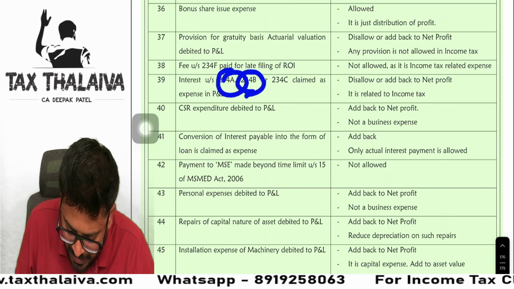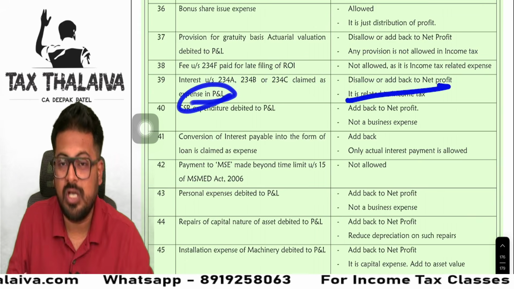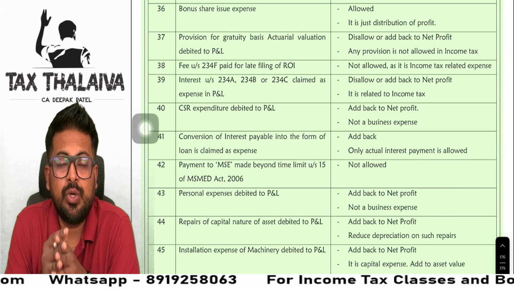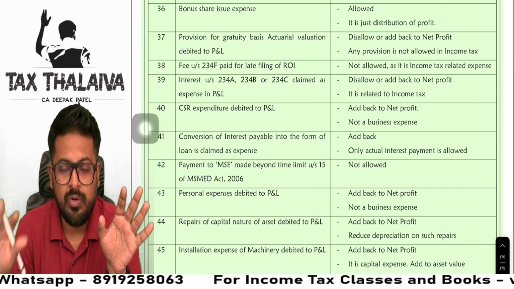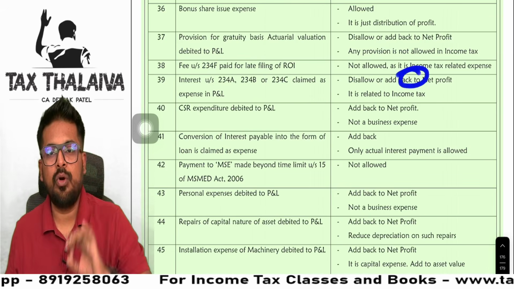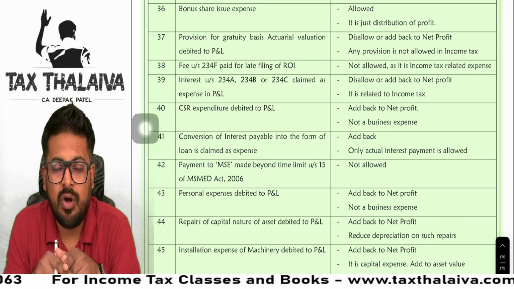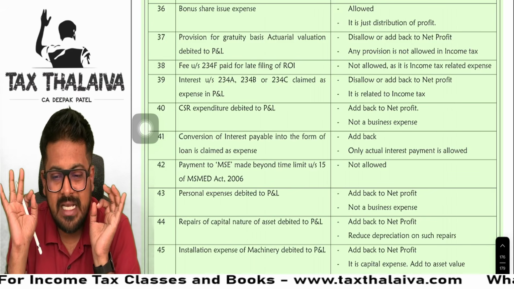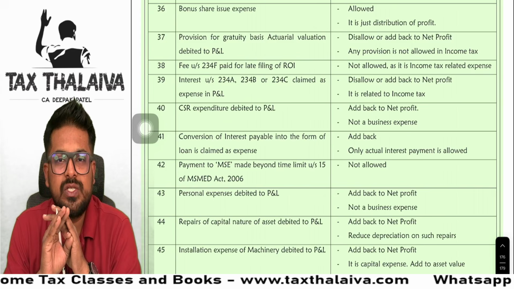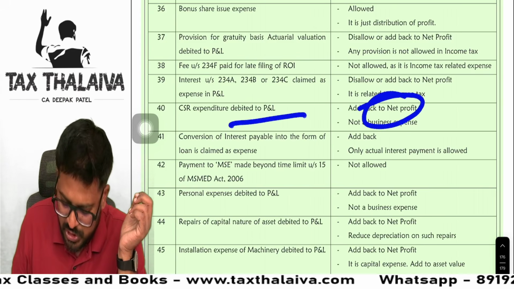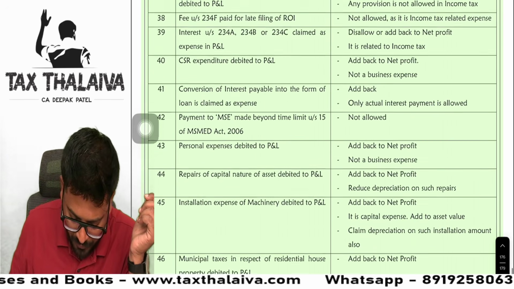Interest under section 234A, B, C claimed as expense in profit and loss account. Any kind of interest related to income tax is absolutely not allowed, guys. This has to be totally disallowed and you have to offer it to tax. CSR expenditure debited to profit and loss account. It is not a business expenditure. Exclusively it is given, and that is why we have to disallow this CSR expenditure. You have to add back to the net profit.